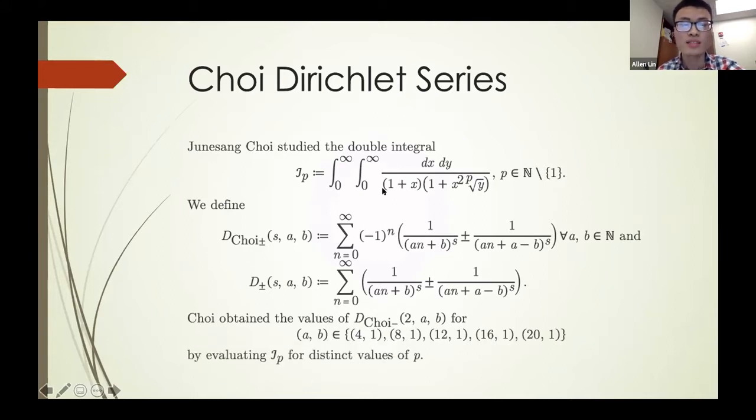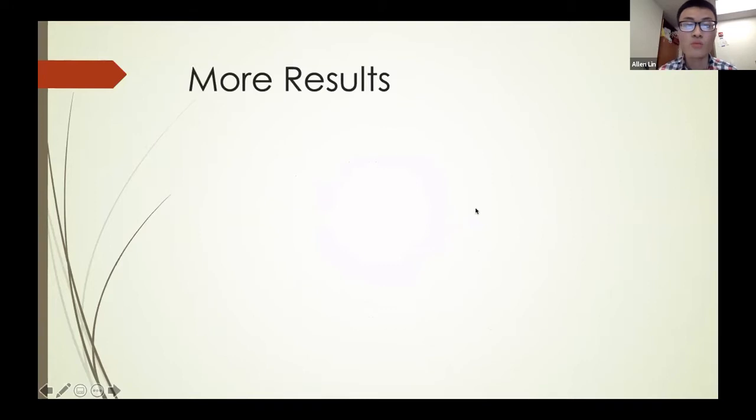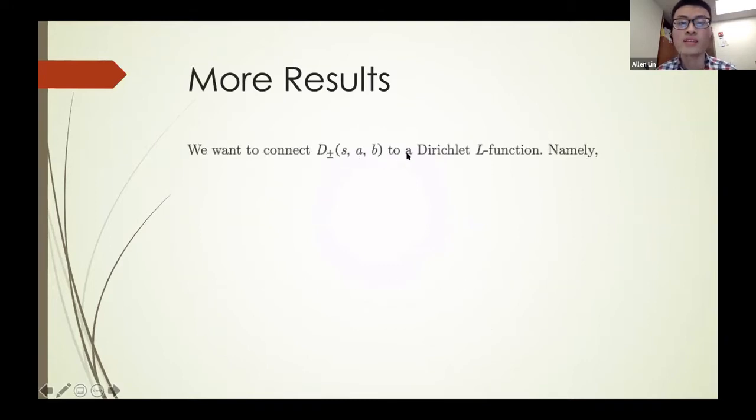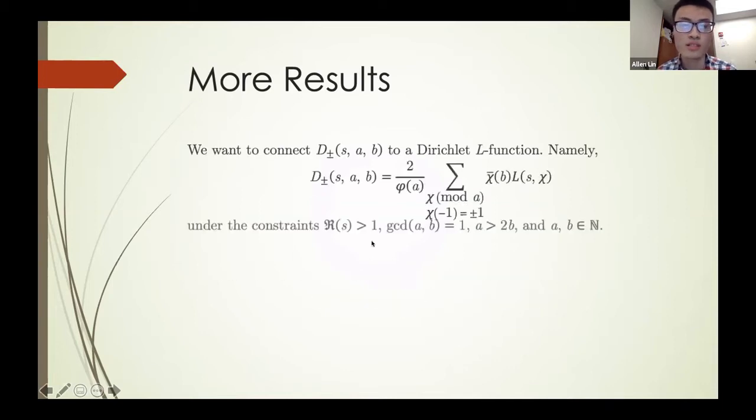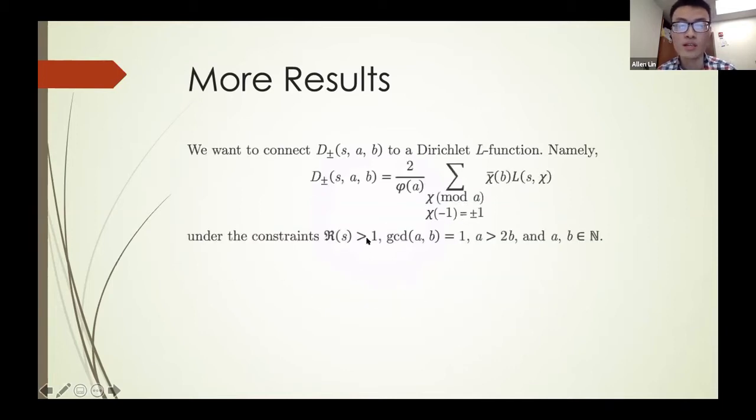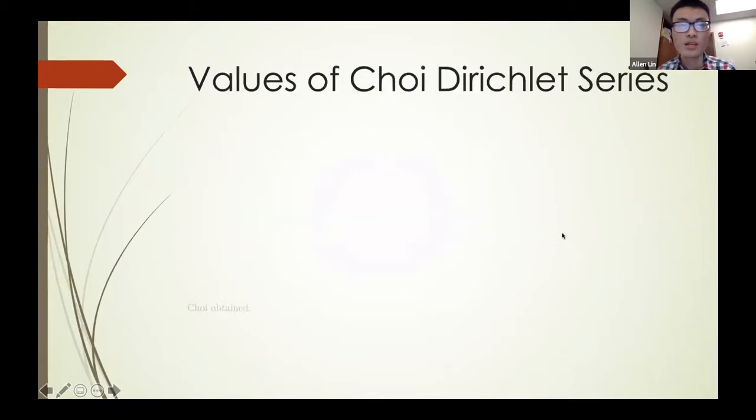He did this by solving this integral for distinct values of p. We can use his series to define a Dirichlet L function, namely like so. Under the constraints, the real part of s greater than 1, a and b are coprime, a is greater than 2b, and a and b are natural numbers. Choi obtained the following 5 values.